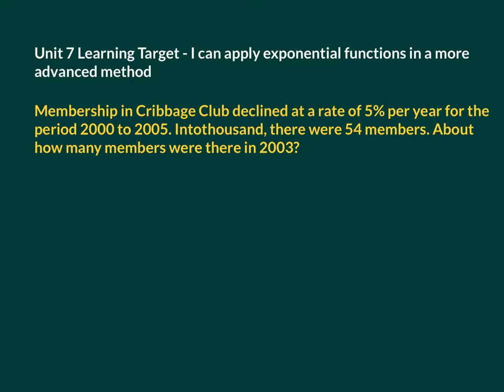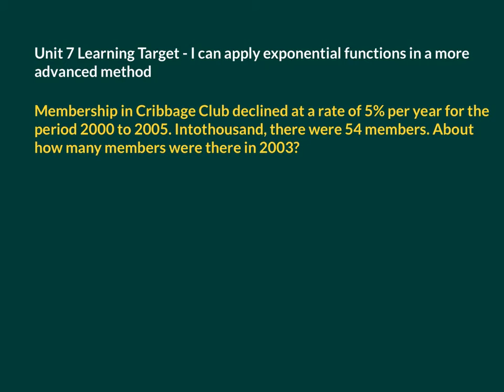Membership in Cribbage Club declined at a rate of 5% per year for the period 2000 to 2005. In 2000, there were 54 members. About how many members were there in 2003?